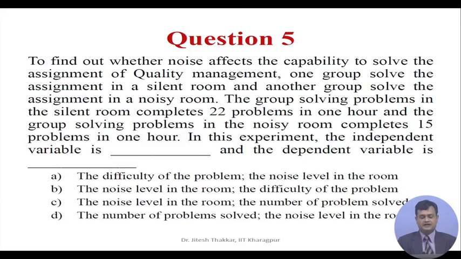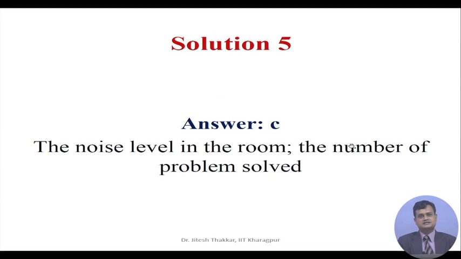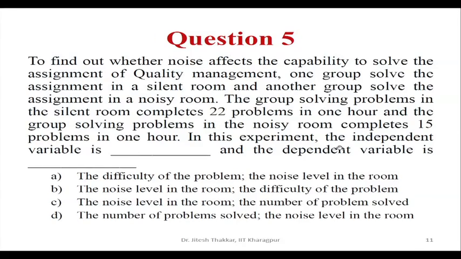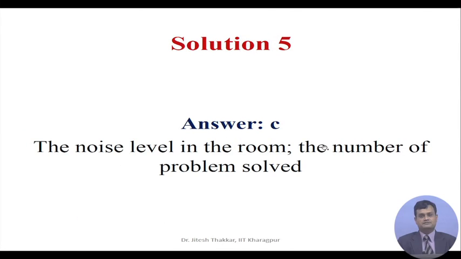A. The difficulty of the problem, the noise level in the room. B. The noise level in the room and the difficulty of the problem. C. The noise level in the room and the number of problems solved, and D. The number of problems solved and the noise level in the room. The correct answer is C. The noise level in the room and the number of problems solved. So, the noise level in the room is basically the independent variable and the dependent variable is the number of problems solved.